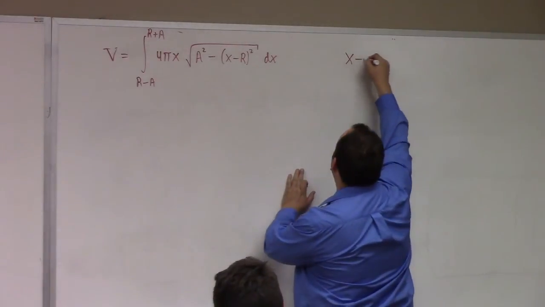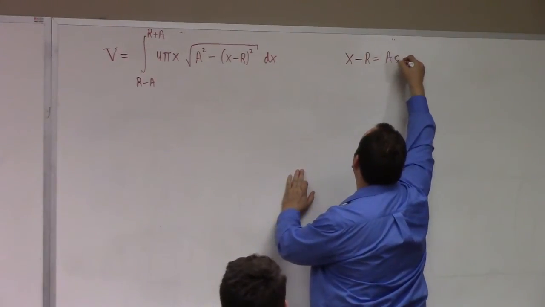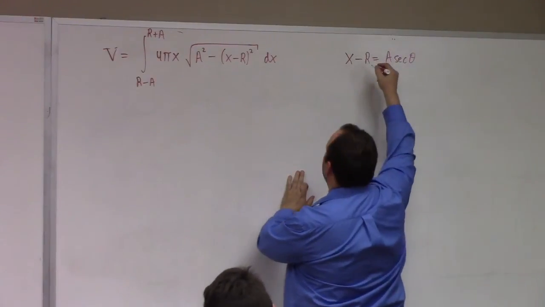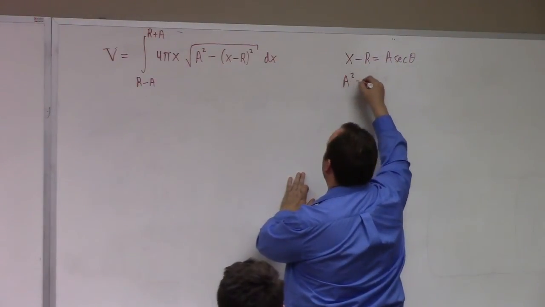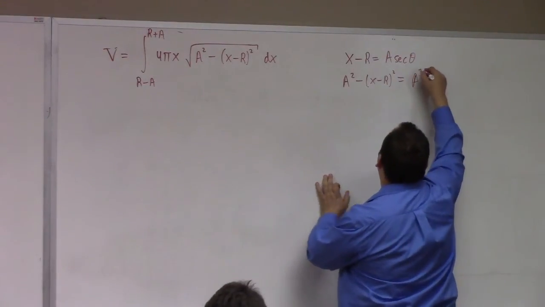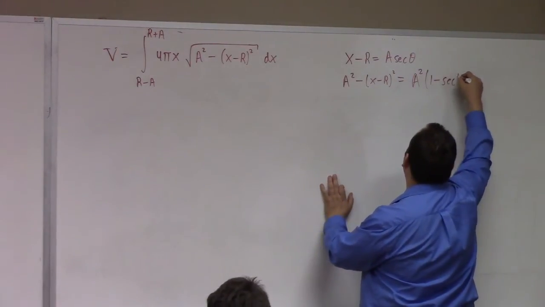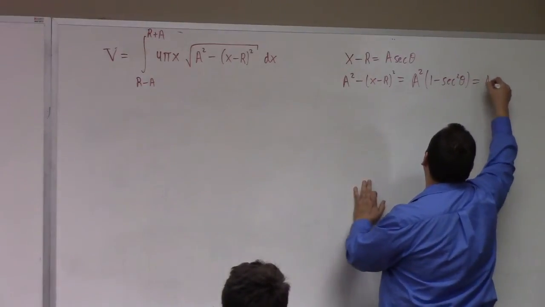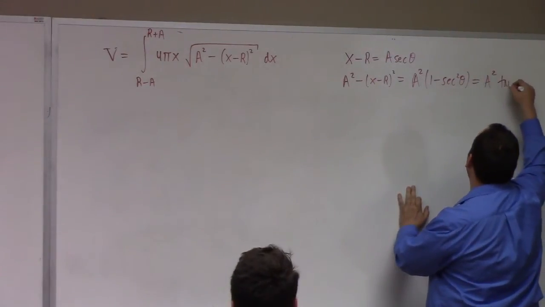I heard x minus r equals a secant theta. I think that's going to be a good idea, because then a squared minus (x minus r) squared is equal to what? 1 minus secant squared theta, which is a squared tangent squared theta.